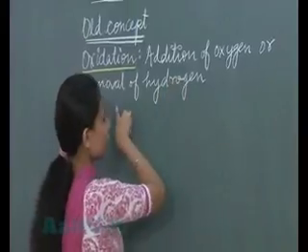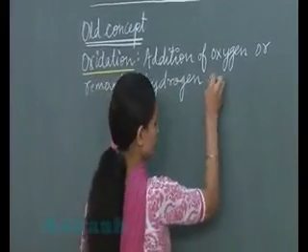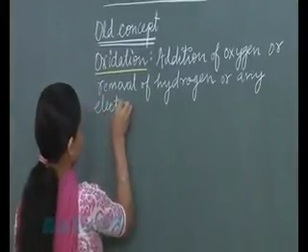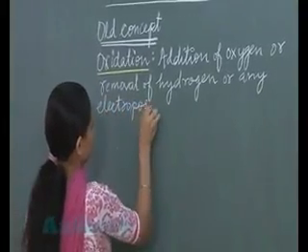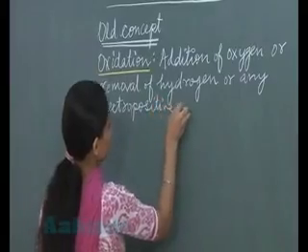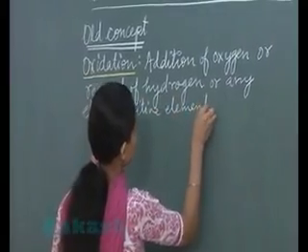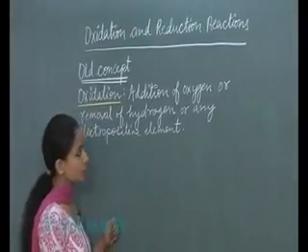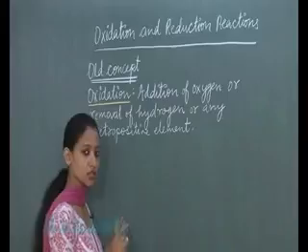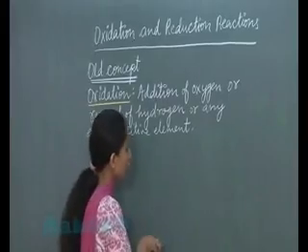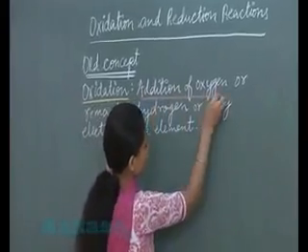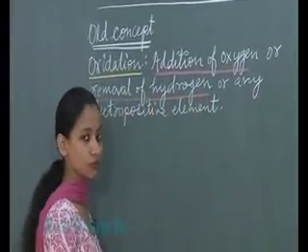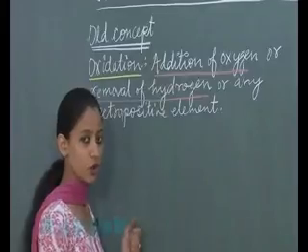Students, there can be removal of hydrogen or any electropositive element. Electropositive element is the one which can easily lose electron to form positively charged ion. So students, see what is an oxidation reaction. In oxidation reaction, there can be addition of oxygen, or there can be removal of hydrogen or any other electropositive element. This is our old concept about the oxidation reaction.